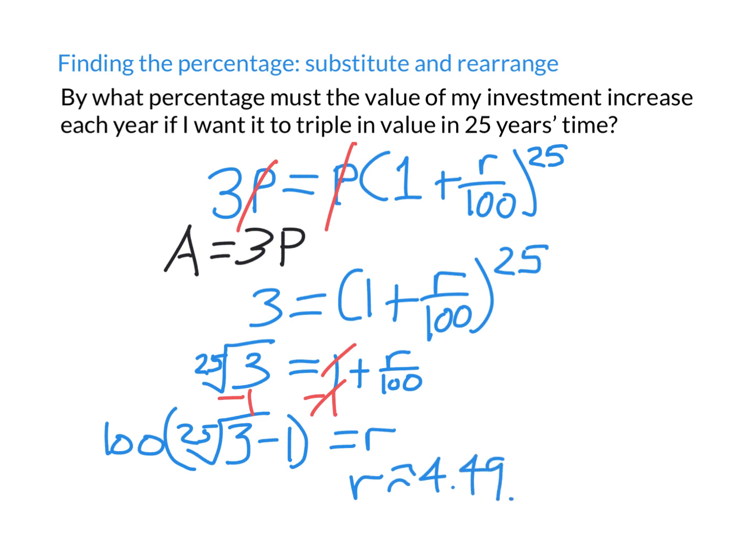We know that R is a percent, so what that means is the investment is going to need to increase by about 4.5% each year for 25 years in order to triple. Now note again, it doesn't matter what you start with. P could be $1, $1 million, or whatever. It doesn't matter what you start with. If you do 4.5% for 25 years, you will end up with triple what you started with.